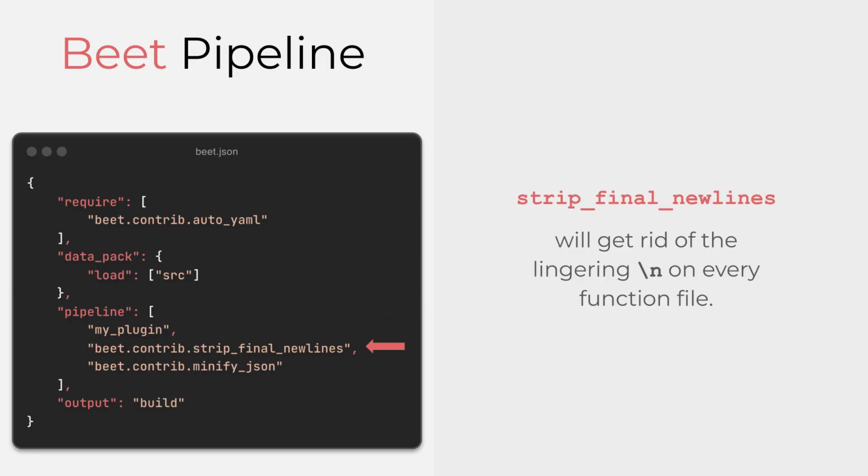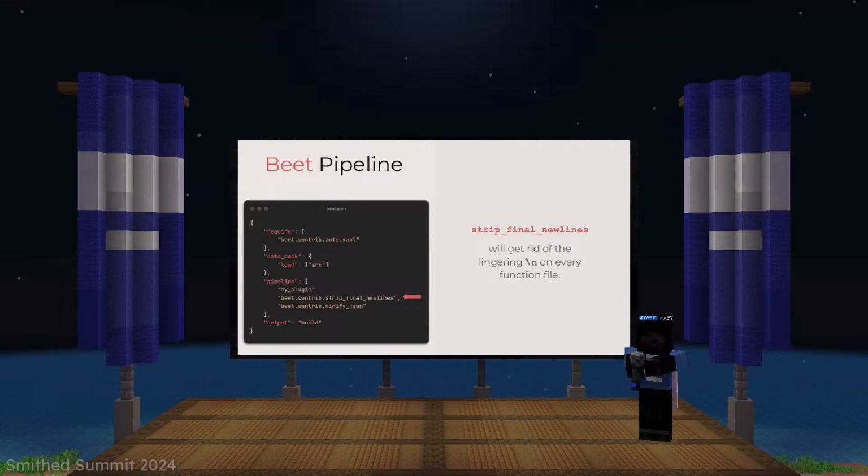The next plugin is strip final new lines. This is sort of a very simple plugin that just goes through and removes the final new line at the end of every file.